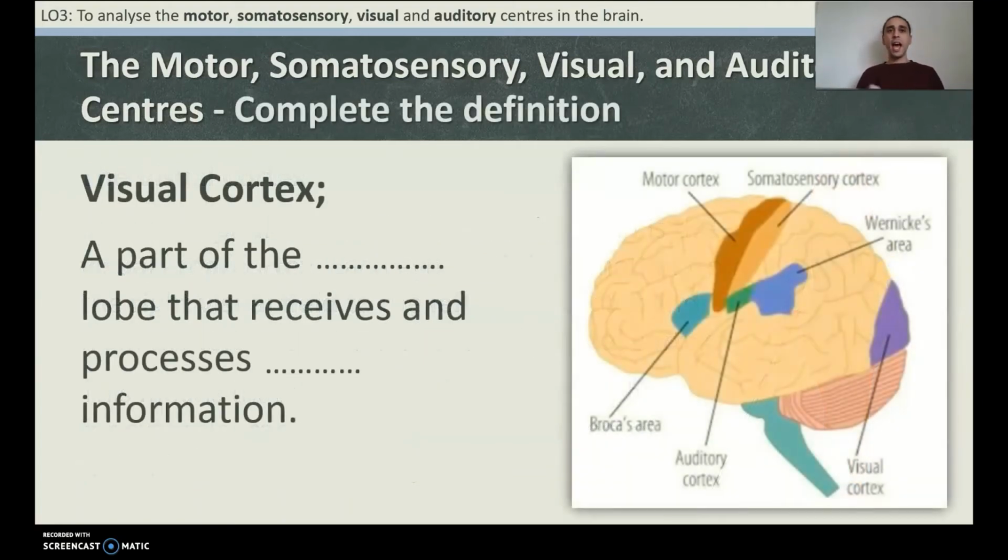Visual cortex. As part of the occipital lobe that receives and processes visual information. So it's the purple section at the back, which is the visual cortex, which is found in the occipital lobe.